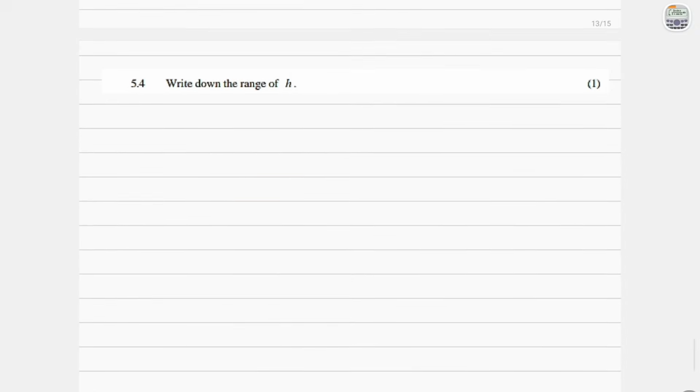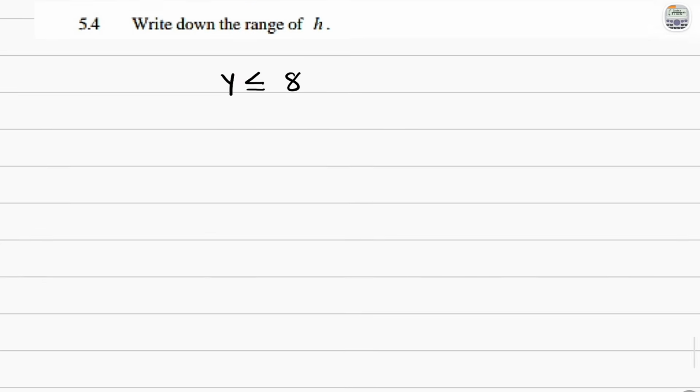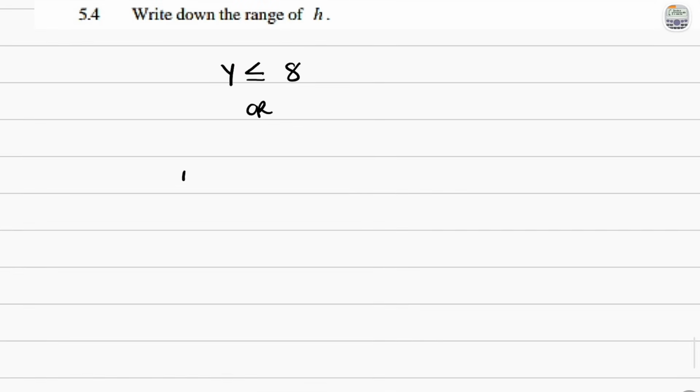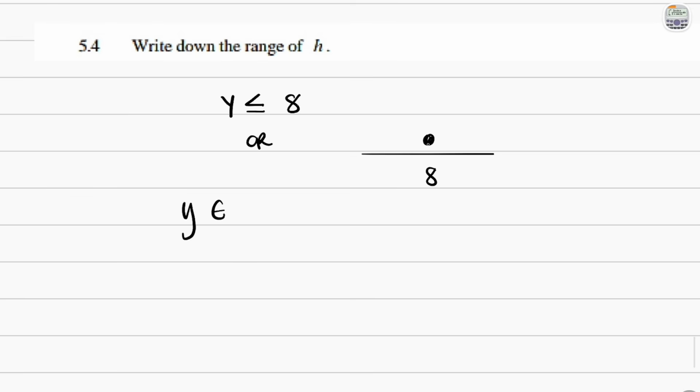So we're simply going to say the range of this is where y is all values less than or equal to 8. If you wanted to write it in interval notation, you could say y is an element of, and remember we're starting from 8 and we're going down to -infinity. So thinking about it on a number line, if this is 8, we're saying values that are equal to 8 or less than 8.